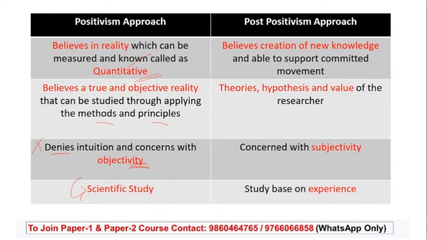Now this can be done with the help of your theories, with the help of your hypothesis, and with the help of the values of the researcher, which is more and more concerned towards subjectivity. Please try to understand here: where positivism is concerned about objectivity, post positivism is concerned about subjectivity, and the study is based on experience. The study is taken into consideration based on experience.